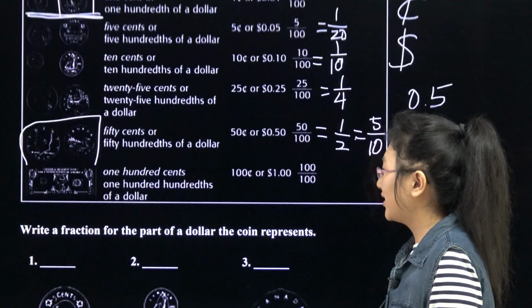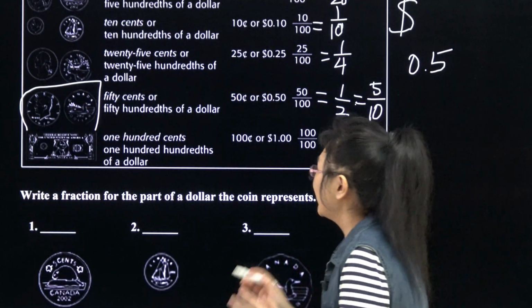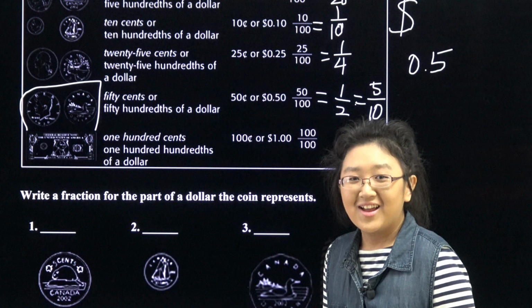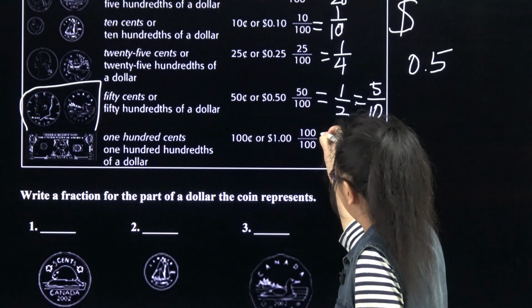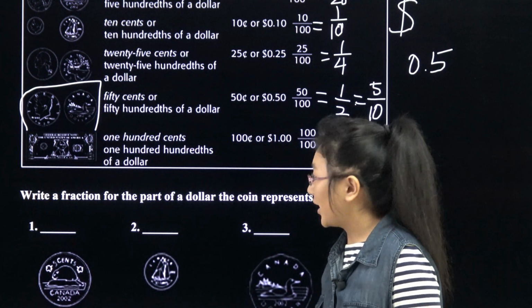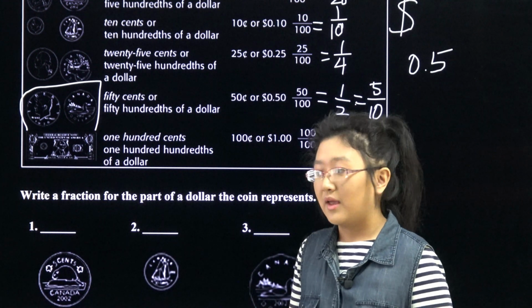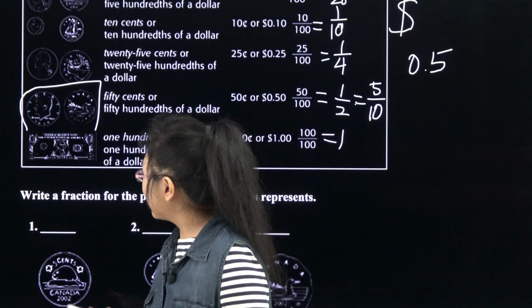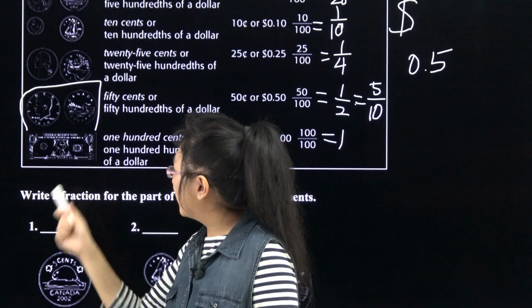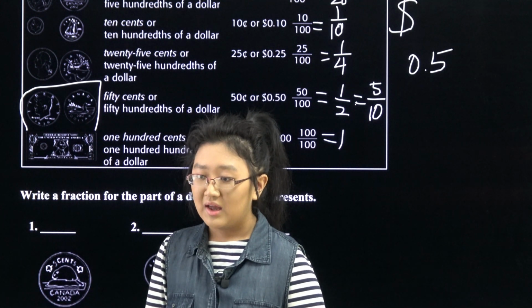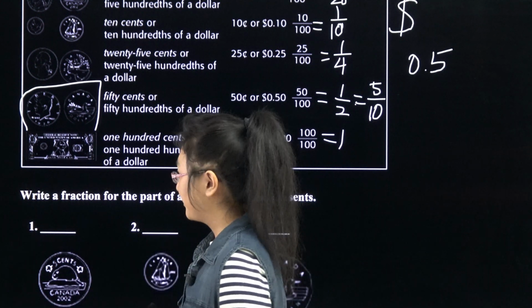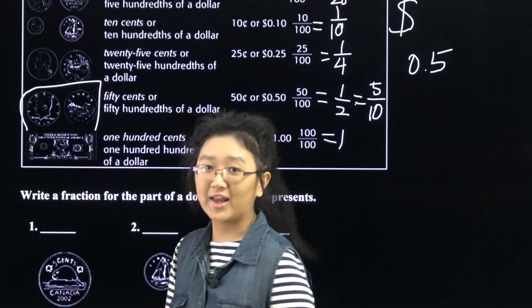And 100 cents is equal to 100 hundredths of a dollar. Or just a dollar. 100 cents is equal to a whole dollar. America, the United States, has $1 bills. I'm not sure about the other countries. Many countries do have $1 bills, but Canada doesn't.